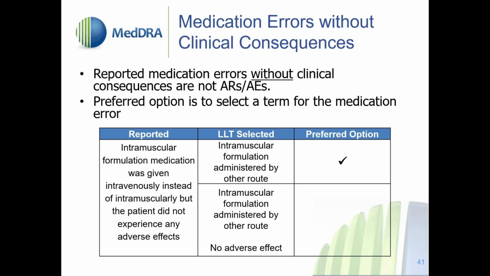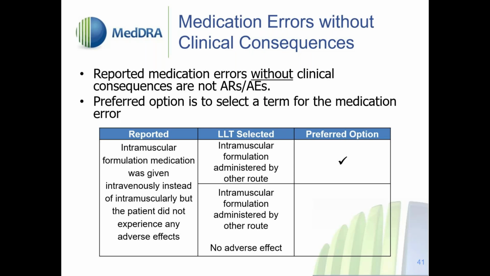guideline, is to only select an LLT for what happened. What happened was the medication error. You didn't have an adverse effect, so you don't need to select an LLT for an adverse effect. But like we said before, the PTC guideline does allow for an alternative approach. And you as a user, you're not tied to just following the preferred approach depending on your organization's preferences, as long as you are consistent. So consistency is always key.